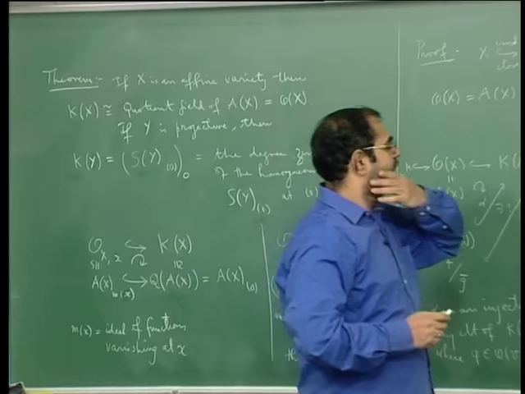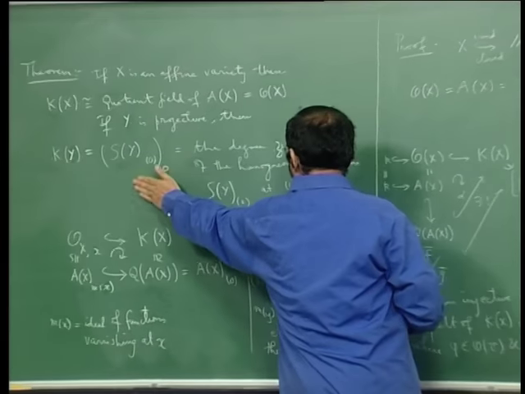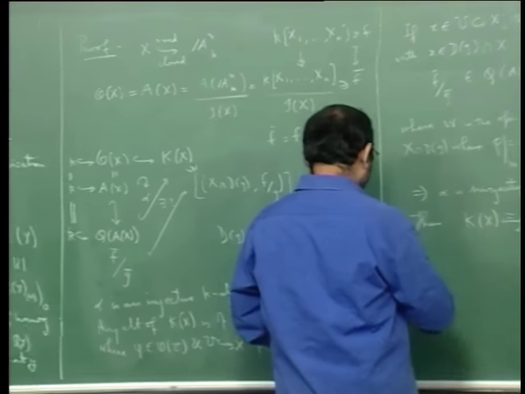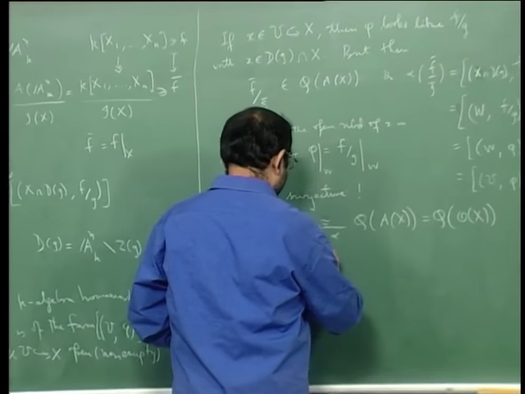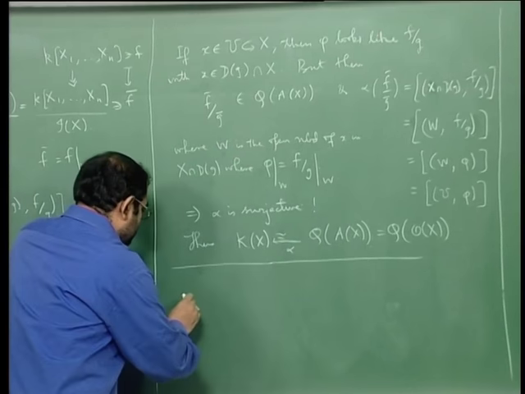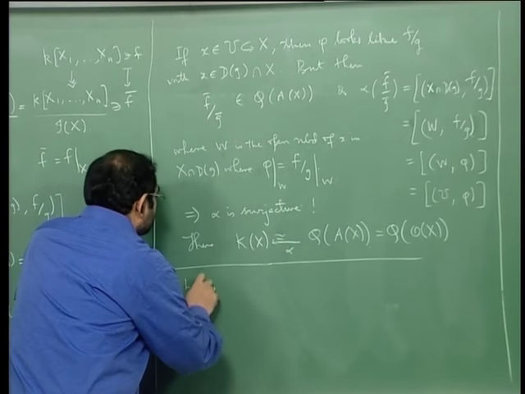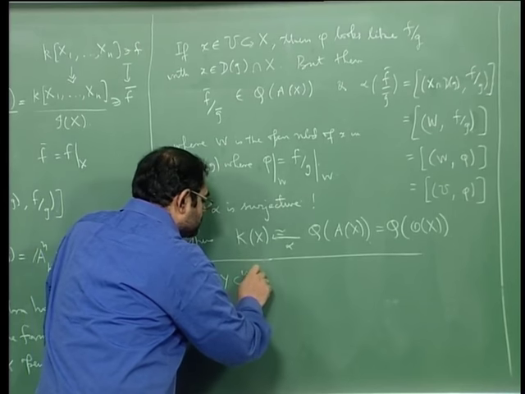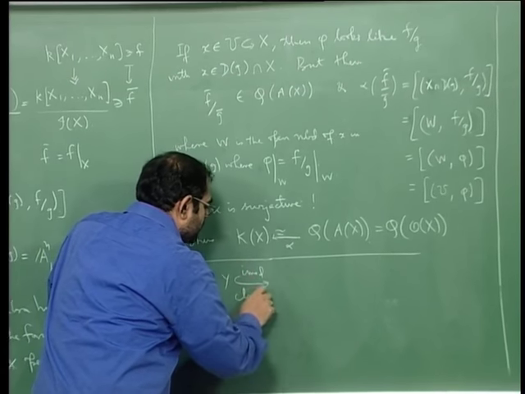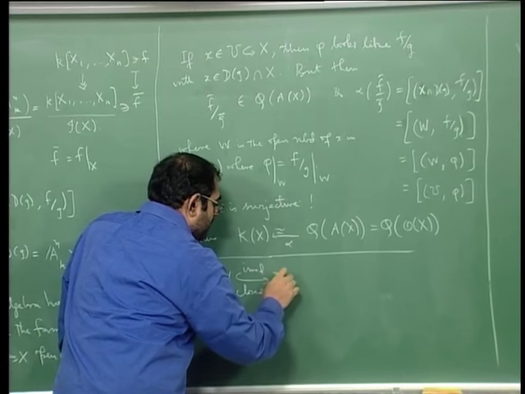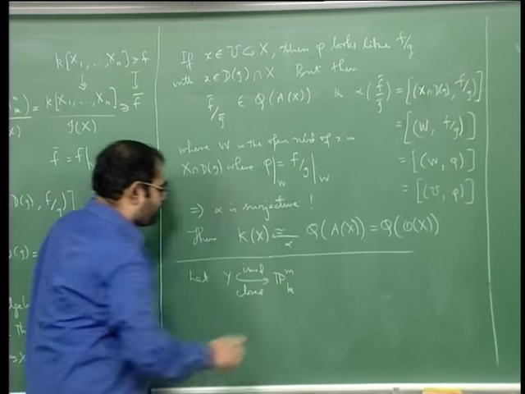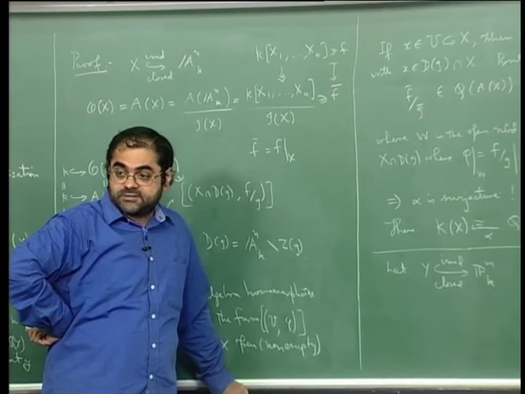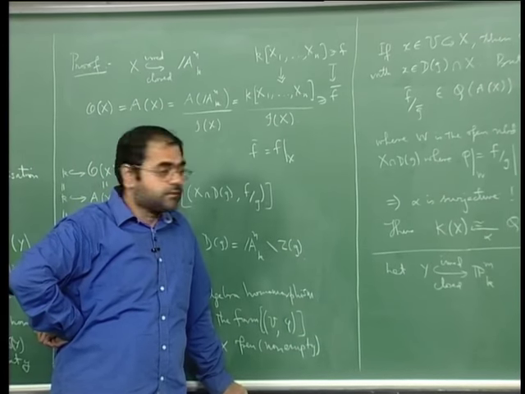okay. Now we're going to prove the second part, which is about the projective case, right. So how do you prove that? So let Y be an irreducible closed subset in P^m, okay. Y is a projective variety, and I am trying to now calculate the function field of Y, all right.